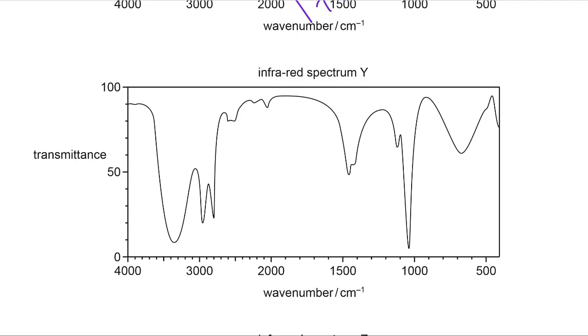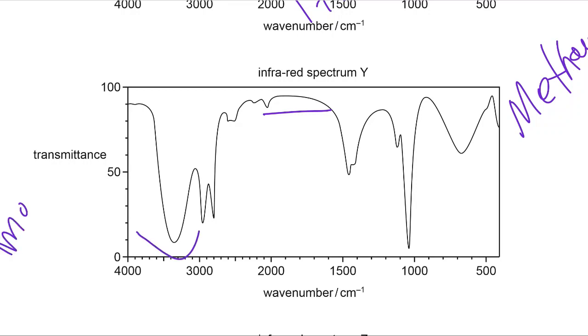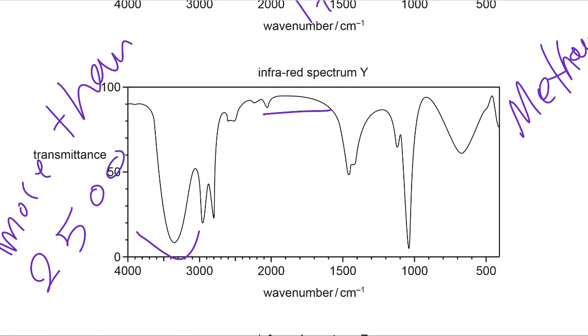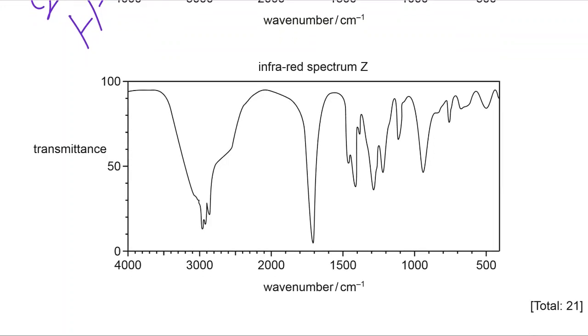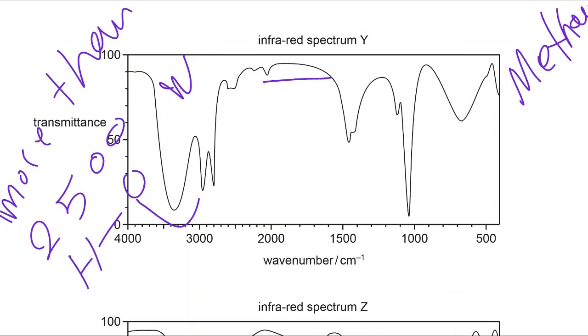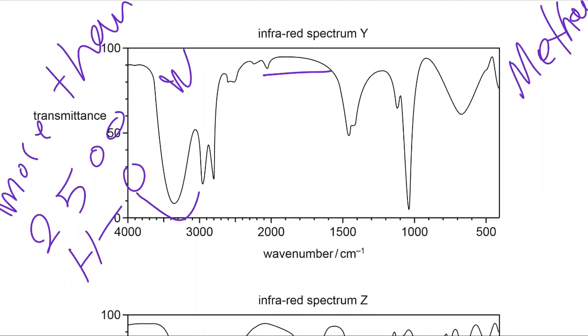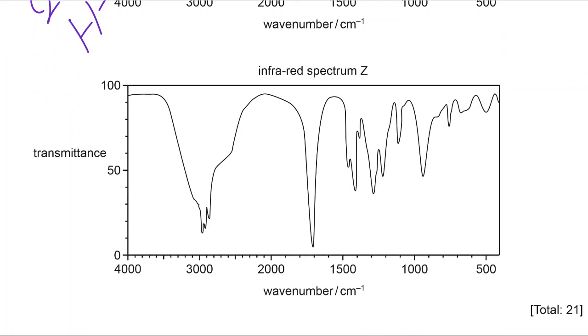In the infrared Y, here you don't have carbonyl, so this one is methanol actually. This one is methanol. And here you have this one, which is always more than 2500, wide, which is always for OH. So this one, yes, methanol.